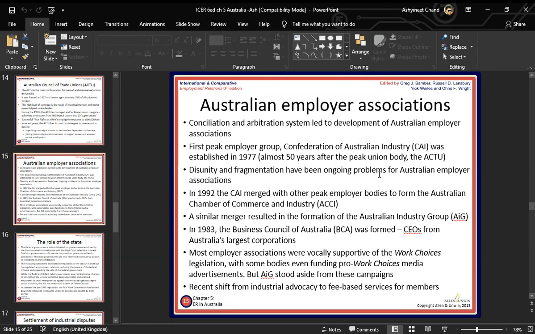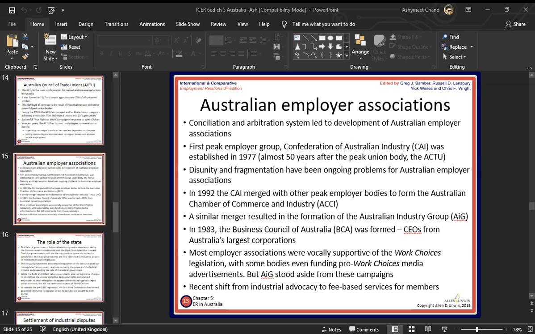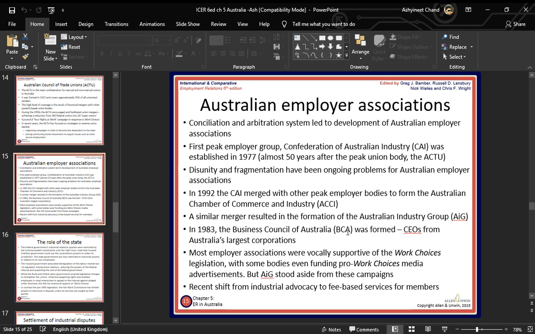So that's about the unions. Let's look at employers and their associations. The Australian employer associations. Conciliation and arbitration system led to development of Australian employer associations. The first peak employer group was the Confederation of Australian Industry, established in 1977, almost 50 years after the ACTU, the peak union body, the umbrella body of the workers.